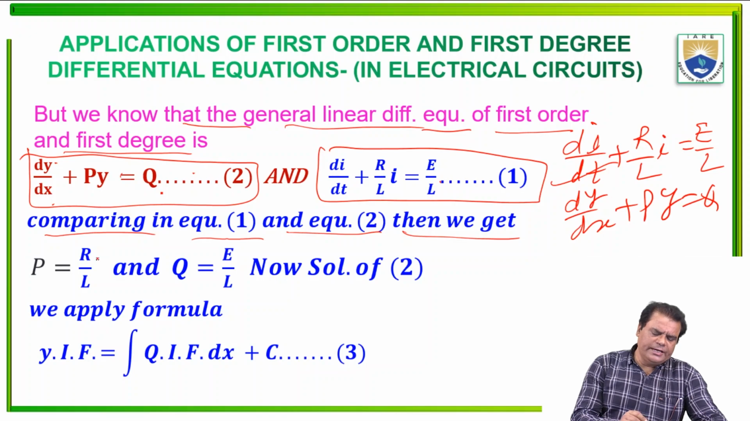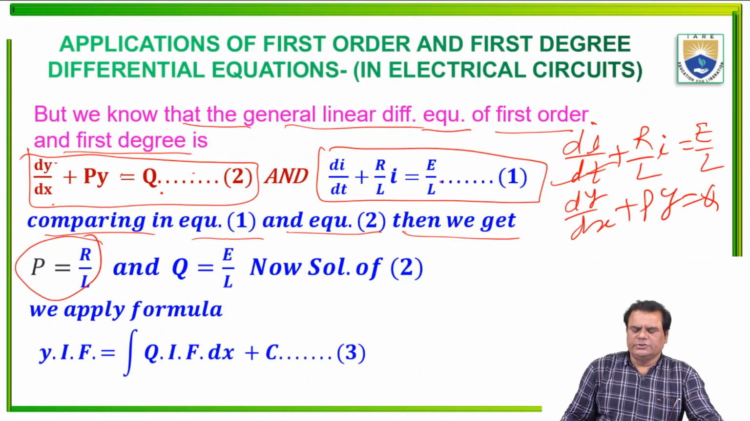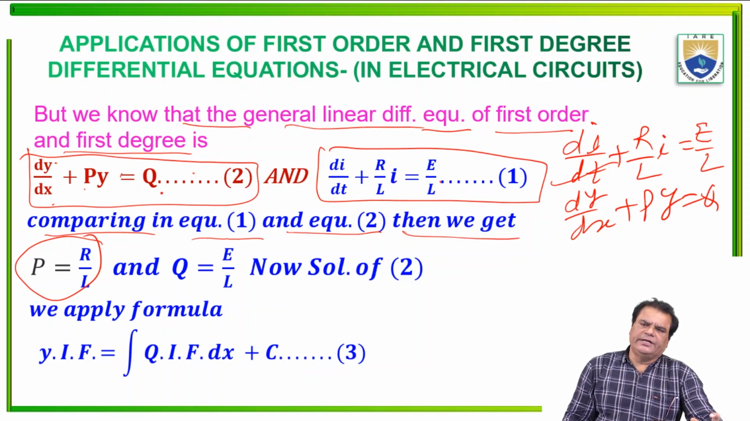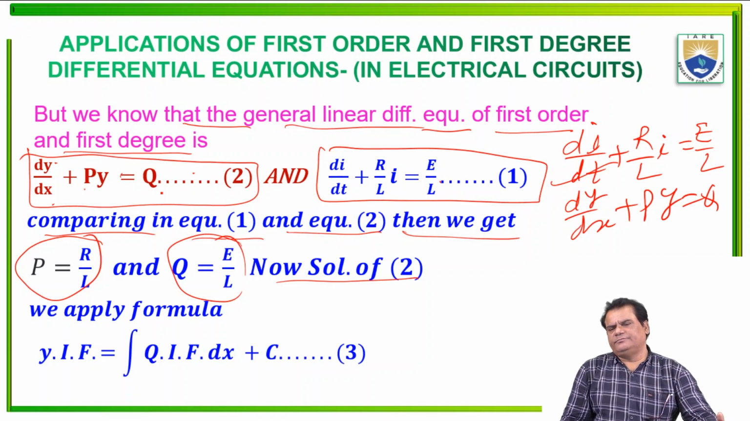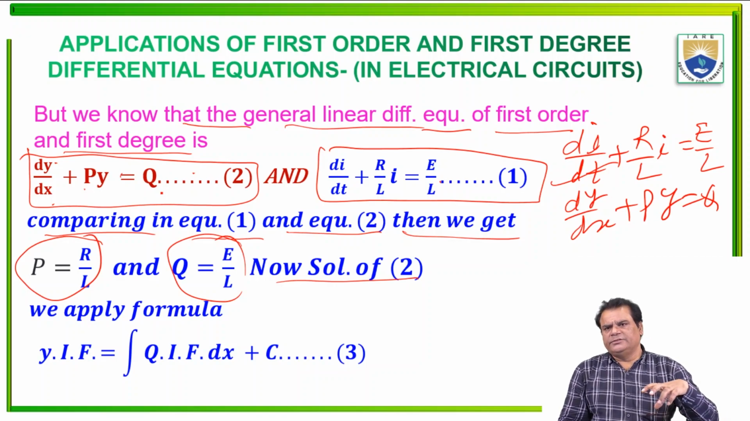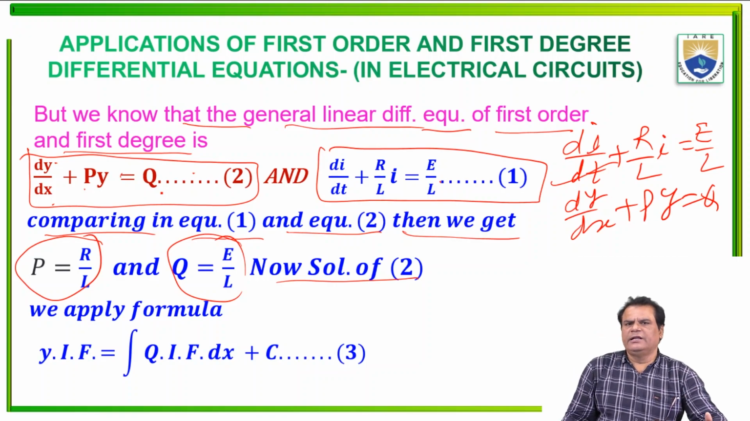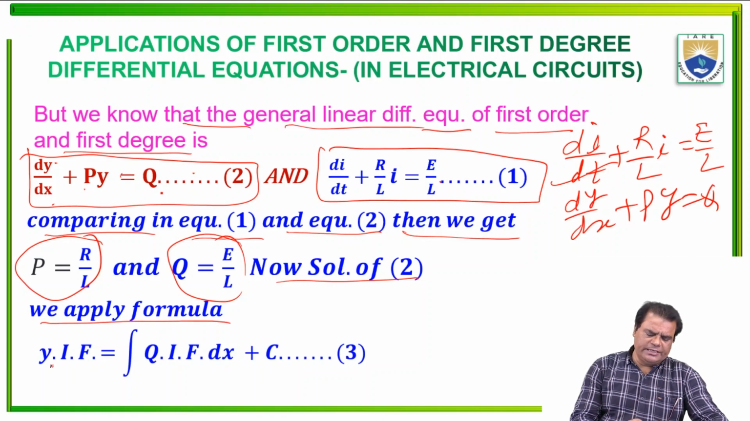After comparing, we get P equal to R by L. This is the coefficient of y, here the coefficient of I, which is R by L, that is P. And on the right hand side, E by L, this is Q. Now the solution of equation 2. Equation 2 is the general equation, so first of all we give the general formula, the general solution of the general linear differential equation. So here we apply the formula. The formula is y into IF, where IF is the integrating factor.